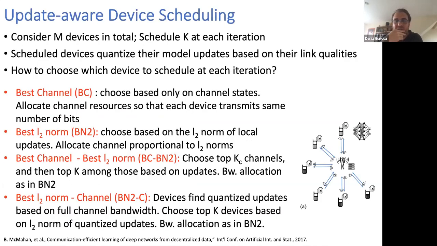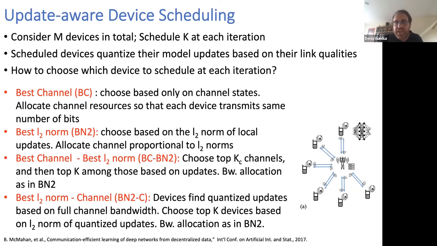Okay, so the problem here, in the previous work, we were trying to schedule all the devices. But of course, we know from wireless that we should not try to schedule all the devices. That's not necessarily the best use of resources. So let's now try to do federated learning where you have M devices, but every time you schedule only some subset of them, let's say K of them. But the question is now, how do we schedule these devices, right?